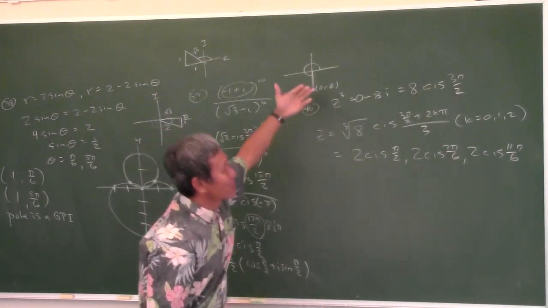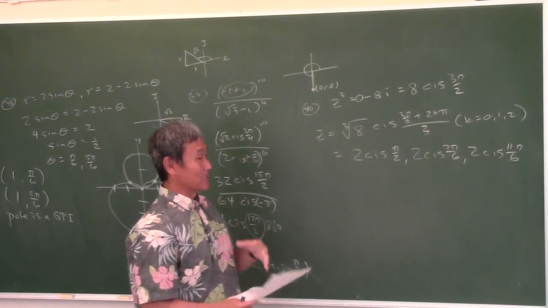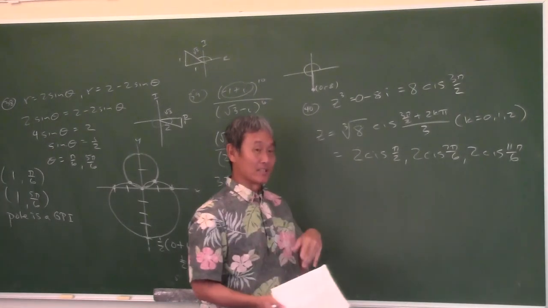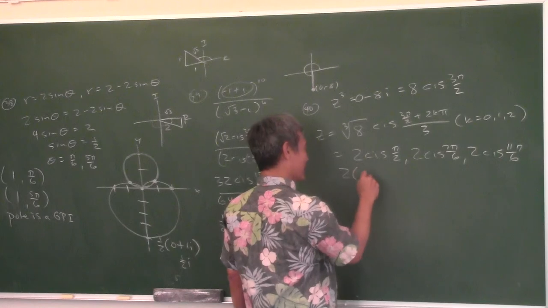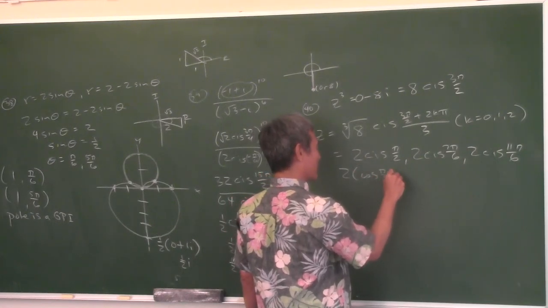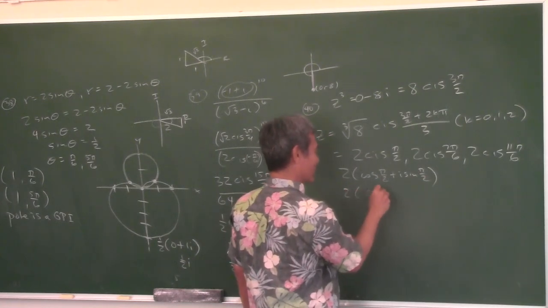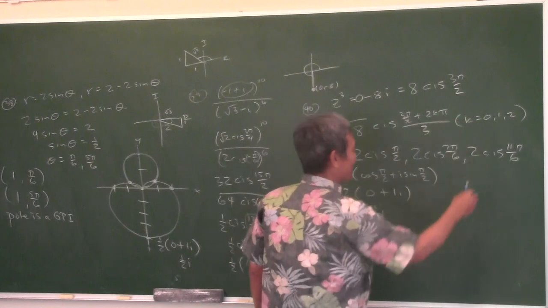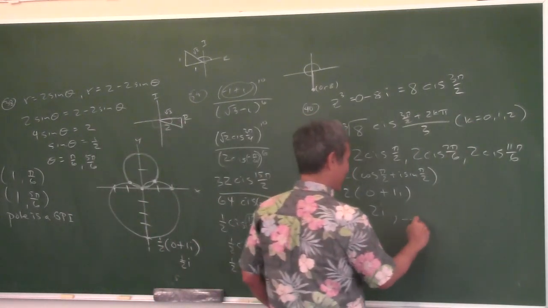And then, of course, you have to change them back. Now, you got to read the directions on the test, because if I tell you leave the answer in polar form, then you just leave it like this. But if it says standard form, you got to change it back. So remember how to change it back? KISS stands for cosine theta plus i sine theta. And then that's 0 plus 1i, distribute the 2, 2i. So that's the first one. And you do the same thing with the other 2. So you're going to end up with 3 answers.